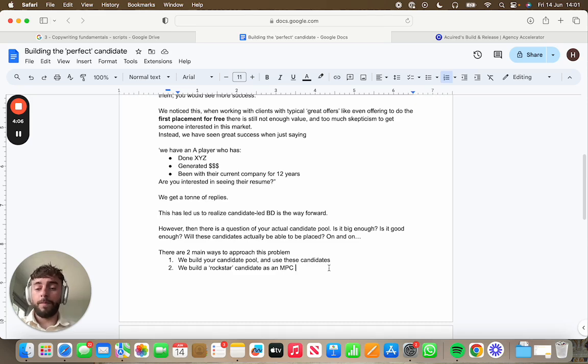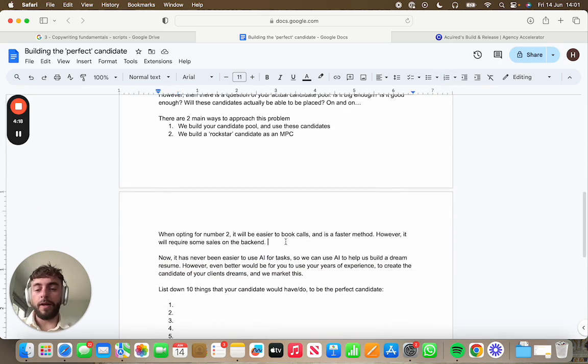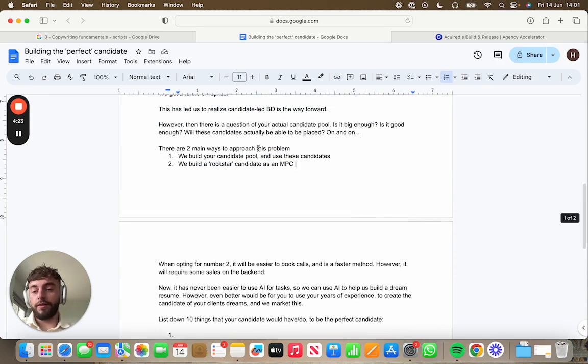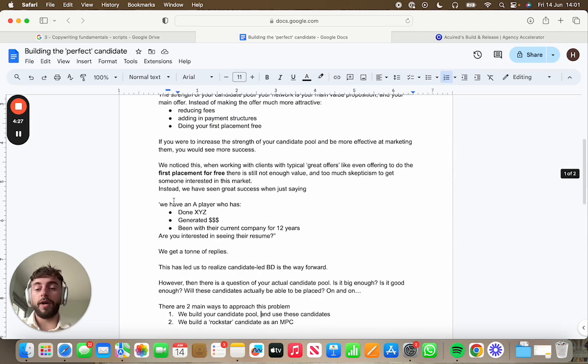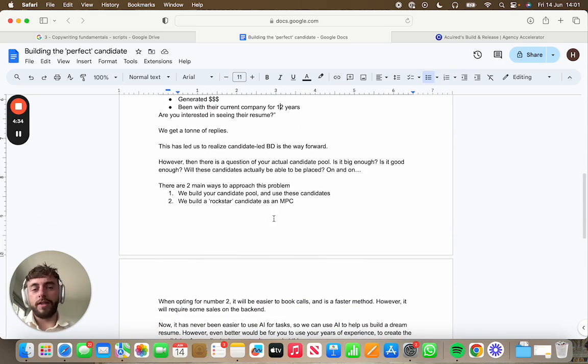Either one will work. Ultimately, a rockstar candidate that is perfect will probably work slightly better, but it might lead to harder close rates or lower close rates on the back end, right? When opting for number two, so to build a rockstar candidate, this will of course lead to effectively more work. If you're just marketing someone you've already got in your pool, it will be as simple as just writing down 3 bullet points about them, their best selling points, and marketing this out and saying, look, you're interested in speaking with this person, you're interested in seeing their resume, they're on the market for new opportunities right now, right? It would be very simple.